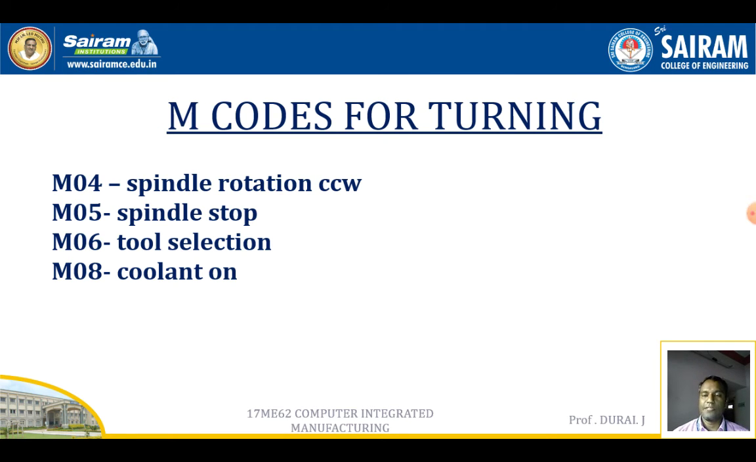Then comes the next one, spindle stop, M05. While stopping the spindle rotation, we can use the M05. Usually it has to be given after the end of the operation. The spindle will also stop on the program stop as well as the optional stop. Those times also the spindle should be stopped. But if M05 is given, the spindle is stopped permanently. To stop permanently, you have to use the M05 command.